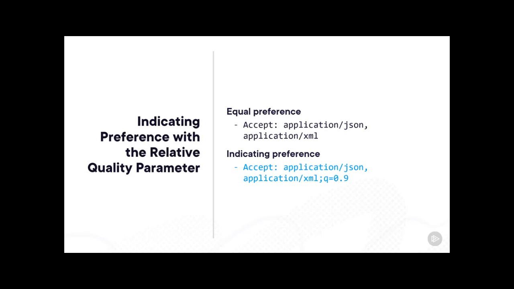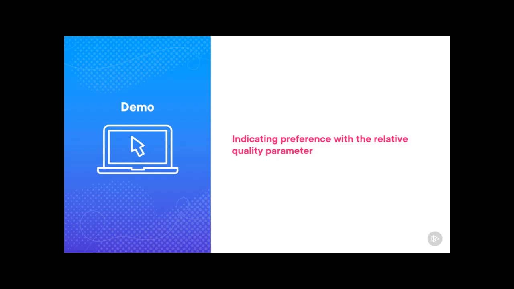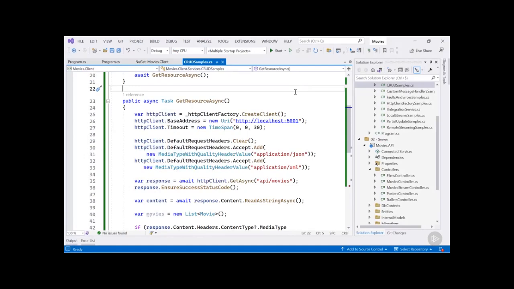Important side note though, to allow this to work, the API must support it, and not every API does. But APIs built with ASP.NET Core support this out of the box. So let's have a look. In this demo, we will indicate that we support both XML and JSON, but prefer JSON. To achieve this, it's a matter of using the correct media type with quality header value constructor overload.